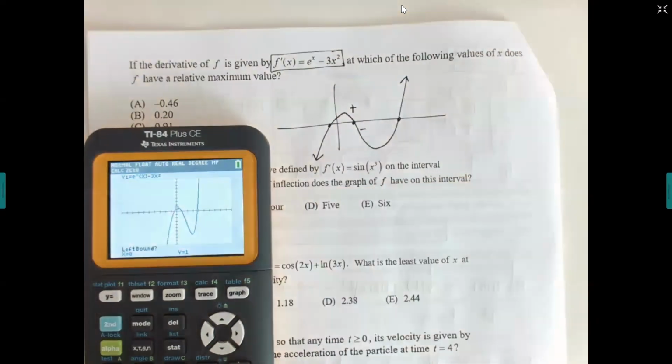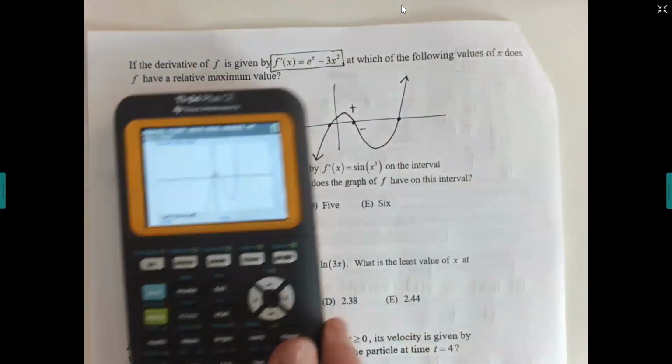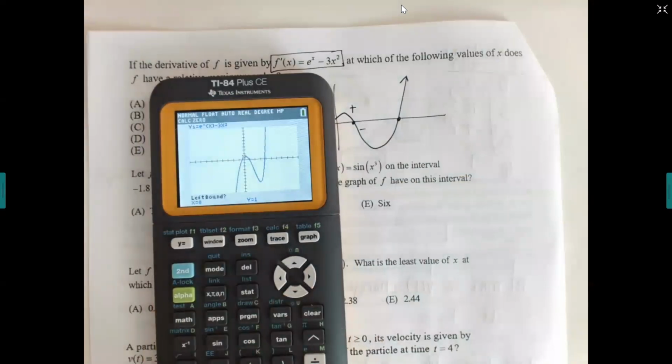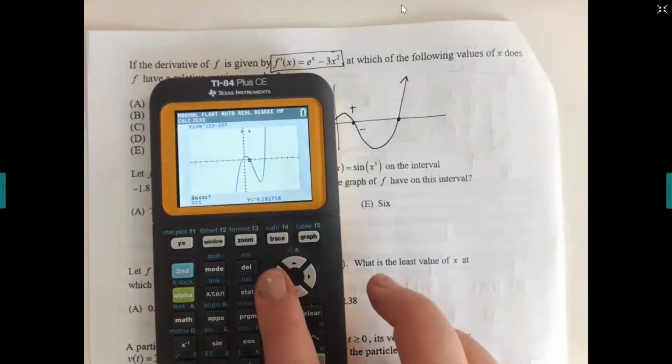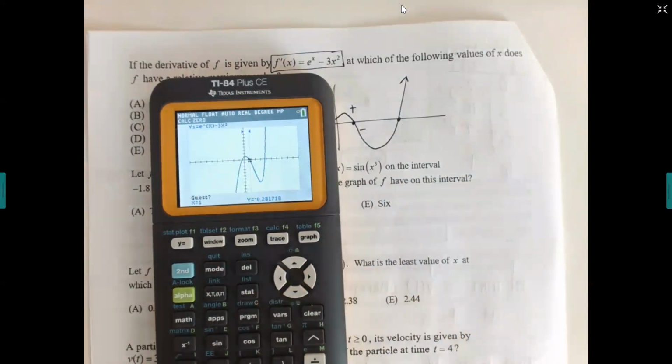0 and 1. So what I'm going to do, I hate doing the arrow thing, is when it says left bound, I'm going to put 0. When it asks for the right bound, I'm going to put 1. I'm picking numbers on either side. And then for the guess, I'm just going to guess that it's close to 1. And then you can see your point.